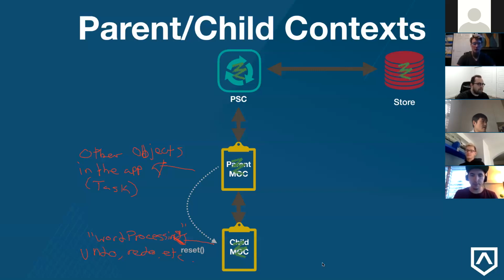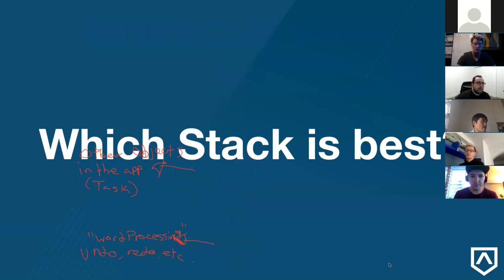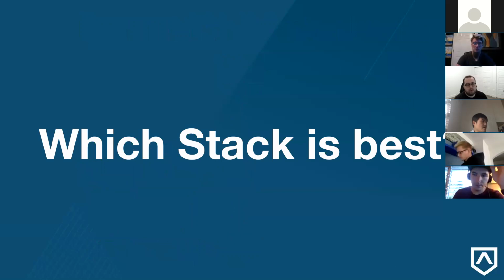The automaticallyMergesChangesFromParent is just way easier, but in theory you could call reset if you needed to. So going back to Austin's question, which stack is the best? It kind of depends, and that's what's hard. I would say just use a normal stack, like what we've been doing up to today. It's not like you always have to use two managed object contexts or more. There's nothing saying you have to do that.